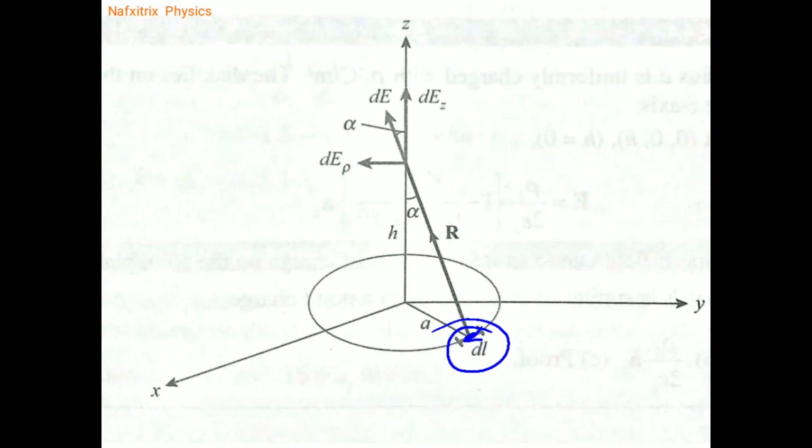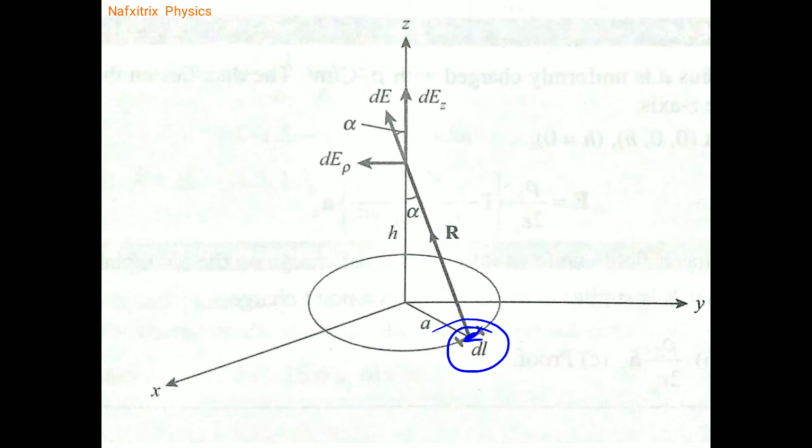We need to find the field on the z axis. So this is the z axis. From the element to a certain point on the z axis we have drawn a line. This is that line, and it is of length r. So its length and direction is capital R. From here to here the length and direction is R.